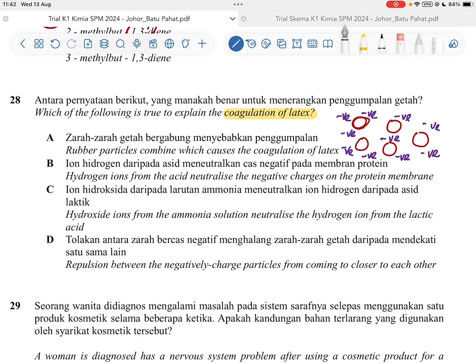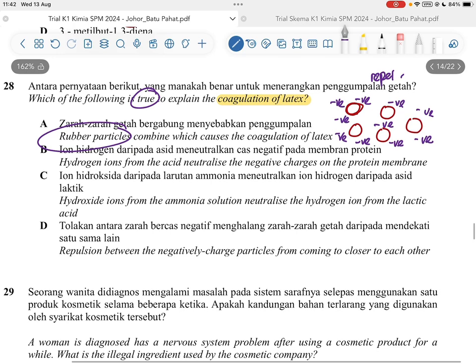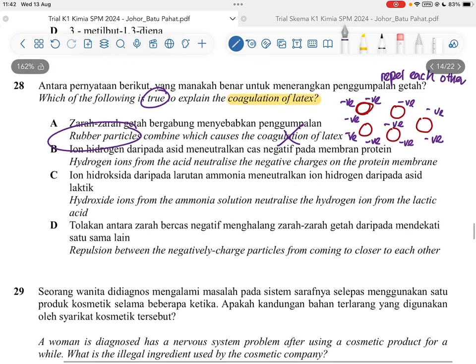We need to identify the true statement for the coagulation of latex. A is: rubber particles combine, which causes the coagulation of latex. The naturally occurring rubber particles, just like what I mentioned before, are surrounded by negative charge. Since they are the same charge, they will tend to repel each other rather than attract. So rubber particles will not combine, and hence this statement is not correct.